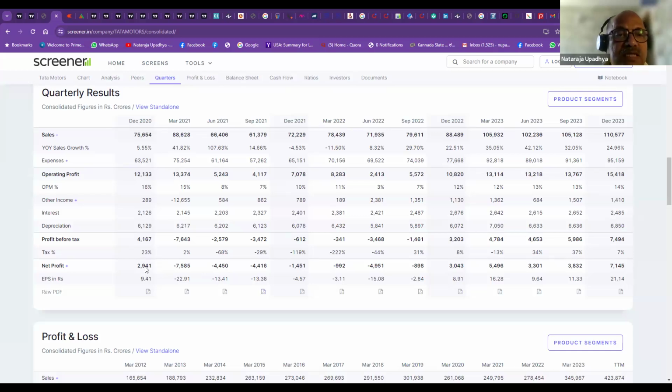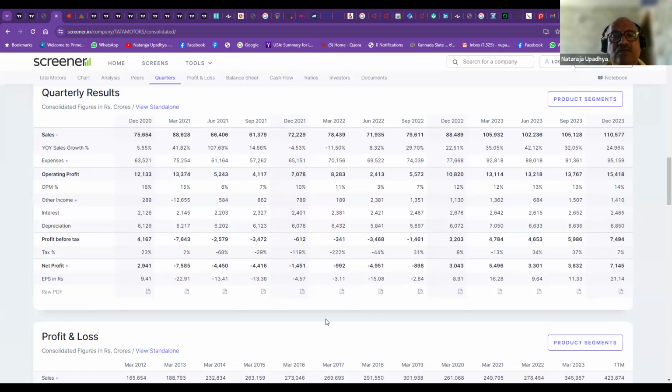But this net profit growth projection for the next 3 years is very high. That's why a much higher valuation is given to this. Earning per share today is 21.14. And if you notice certain quarters, Tata Motors reported losses. That's why its stock price was low. So a company goes through such cycles.